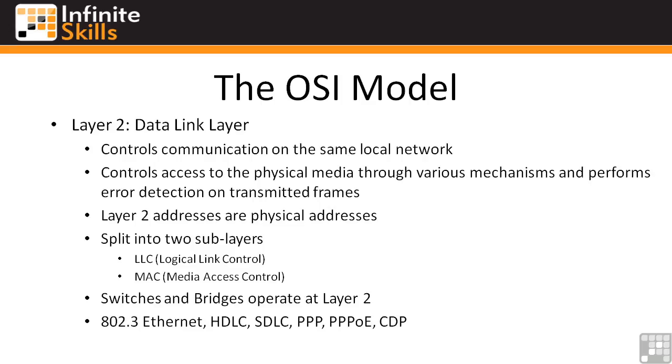CDP can be your best friend when you're trying to troubleshoot network connectivity issues. CDP runs at layer 2 and will tell you what's connected on what ports in your router or your switch. We'll pick up with layer 3 in the OSI model in the next video.